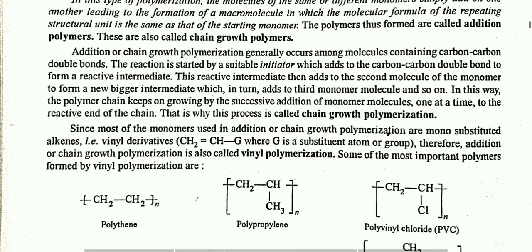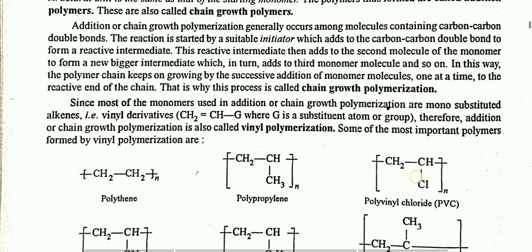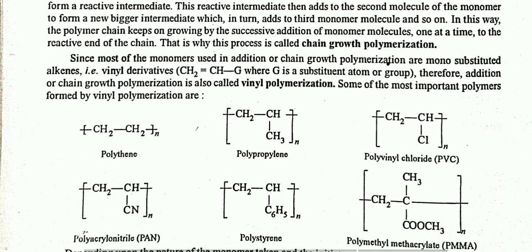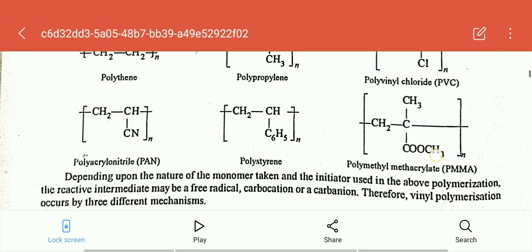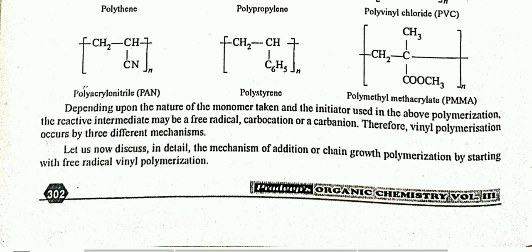Since most of the monomers used in addition or chain growth polymerization are monosubstituted alkenes, that is vinyl derivatives, addition or chain growth polymerization is also called vinyl polymerization. Some of the most important polymers formed by vinyl polymerization are polythene, polypropylene, PVC, PAN, polystyrene, polymethyl methacrylate. Depending upon the nature of the monomer taken and the initiator used in the above polymerization, the reactive intermediate may be a free radical, carbocation or a carbanion. Therefore, vinyl polymerization occurs by three different mechanisms.